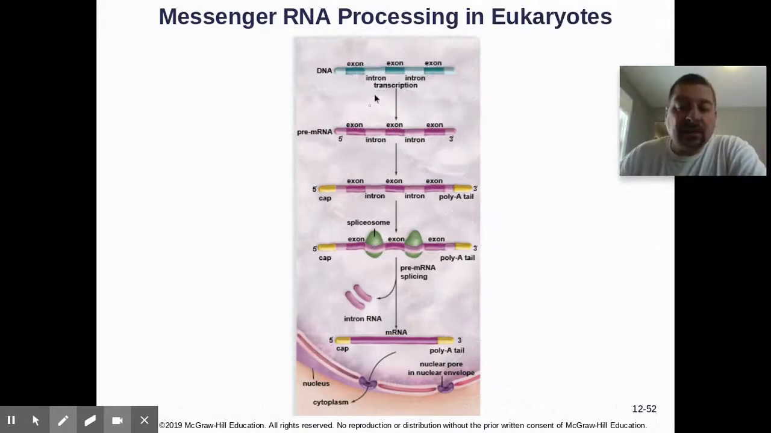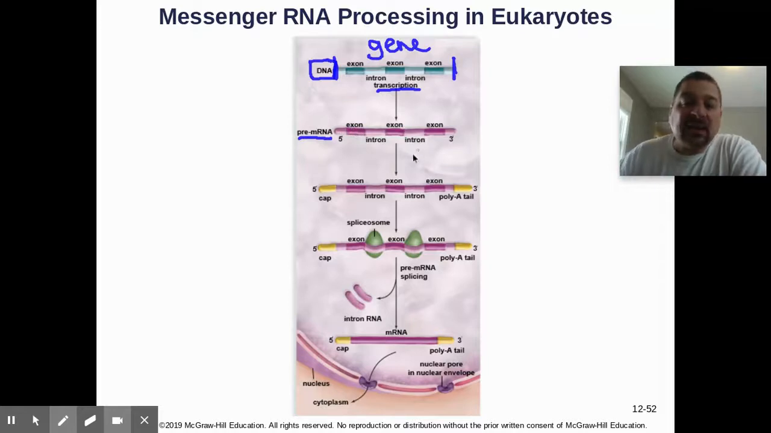Here's the picture of that happening. So here's our DNA. Here's the gene. This would be the gene that is red. So transcription happens. We get a pre-mRNA transcript that has exons and introns. Then the next step is to add our 5' guanine cap, and on the 3' end is our poly A tail. So it's transcribed, and we add the 5' cap and the poly A tail.